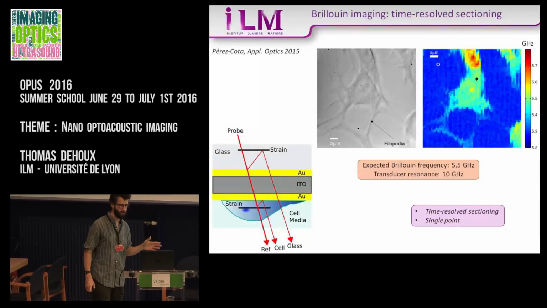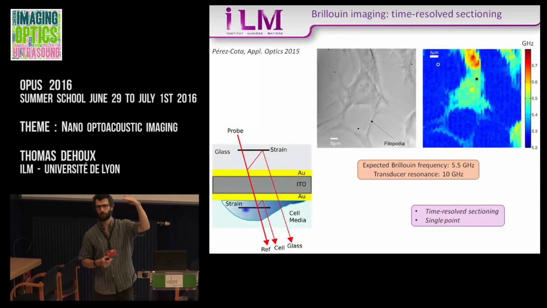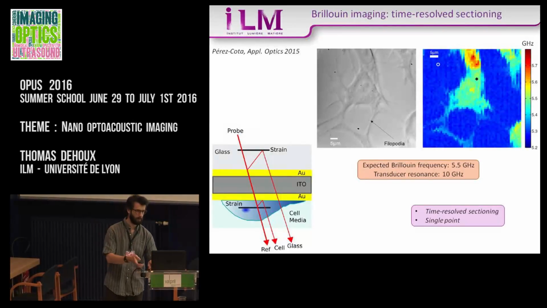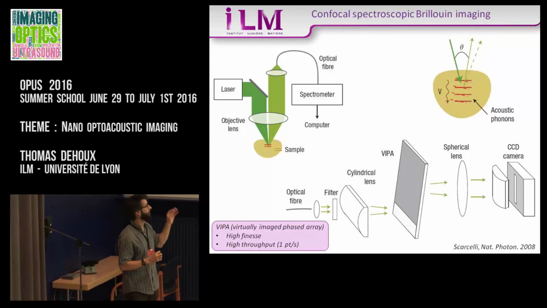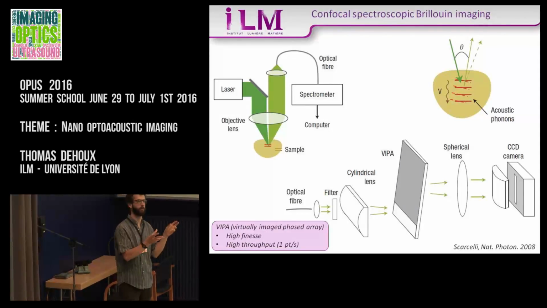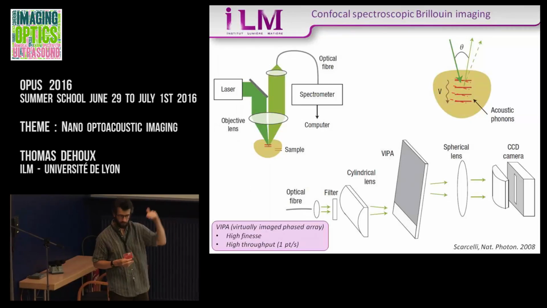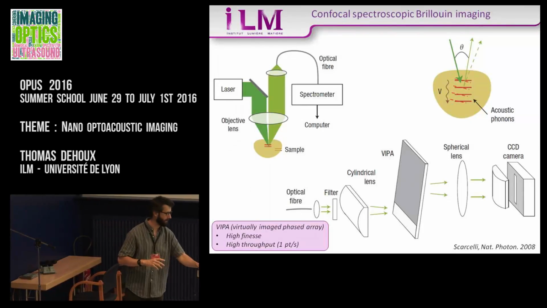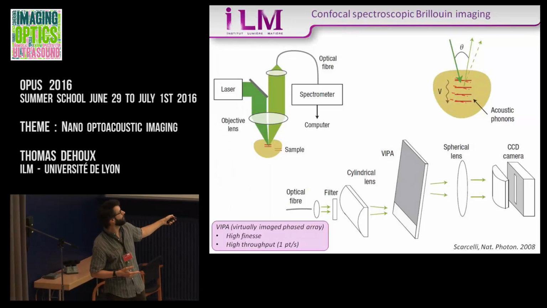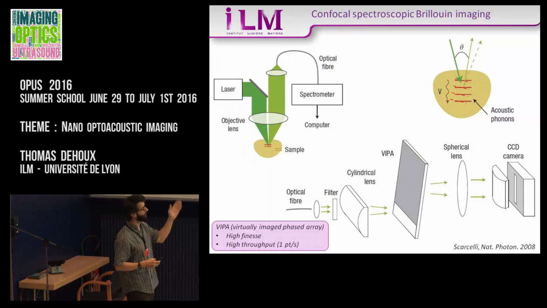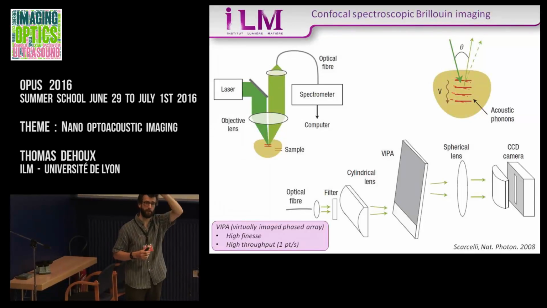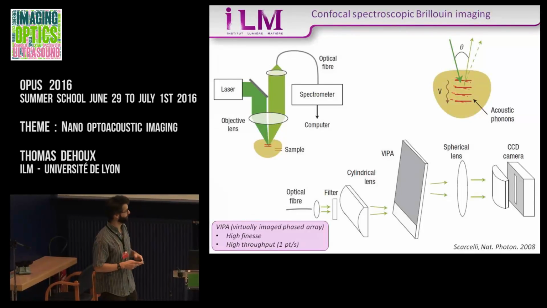So that's the first way to do it. You can do sectioning inside the cell just by changing the time, but you can also do it in the frequency domain, using a confocal microscope. This is more classical Brillouin spectroscopy, for those who know it. Instead of doing it in the time domain with this delay line, you do it in the frequency domain directly using a spectrometer. You shine a laser on the sample, the sound inside the sample diffracts the light, you record it with the spectrometer, and you're able to see at which frequency the interference maximum occurs.